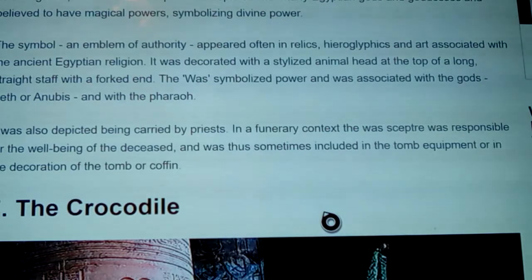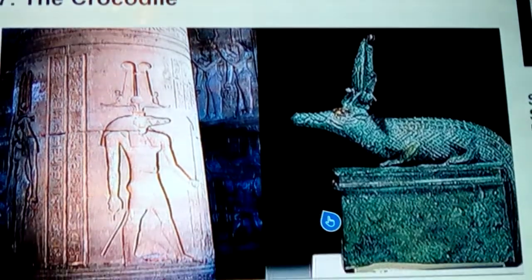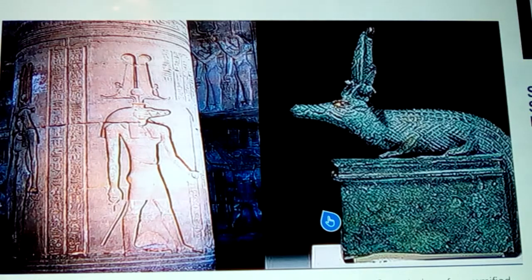But anyhow, it's also depicted as being carried by priests in funerary contexts, as the scepter was responsible for the well-being of the deceased and was thus sometimes included in the tomb equipment or in the decoration of the tomb or coffin. And I'm telling you, they're probably misconstruing both of those together as one, the one that has the declaration of the years, that Thoth's wife, the goddess of writing, knowledge and wisdom, is the one that marks out the years of a king's reign. And when that ends, that's the stick we're talking about. Crocodiles. That's pretty darn neat.